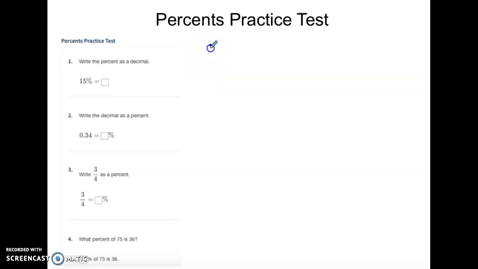Remember, when we are given a percent, so we have 15% right now, here's our decimal place right now, we want to move it 2 places to the left. So we would write this 15% as 0.15 as a decimal. Okay. And number 2, write the decimal as a percent. 0.34, decimal to percent, we move the decimal 2 places to the right. So this is going to become 34%.